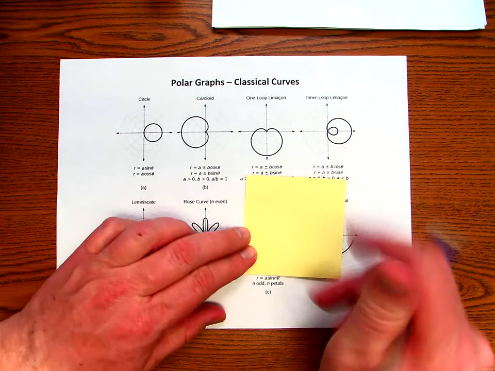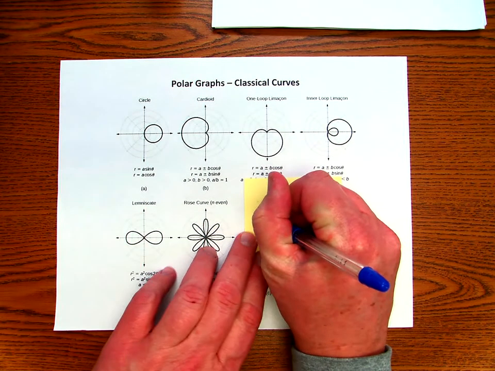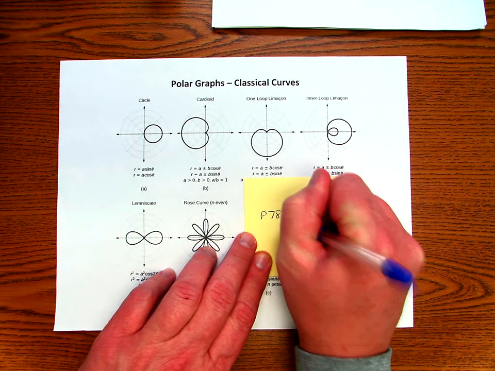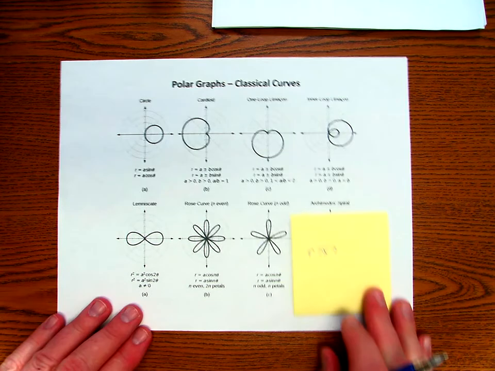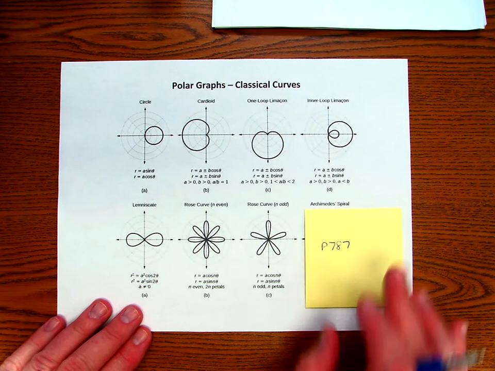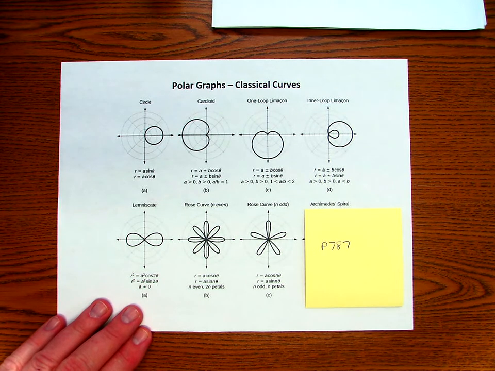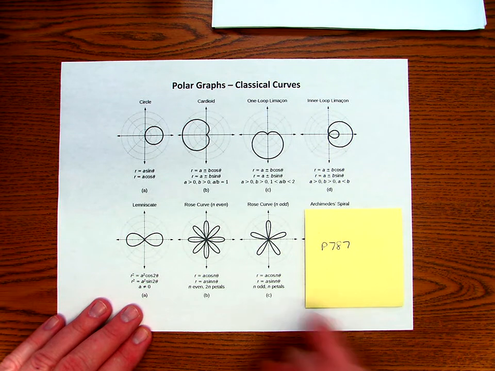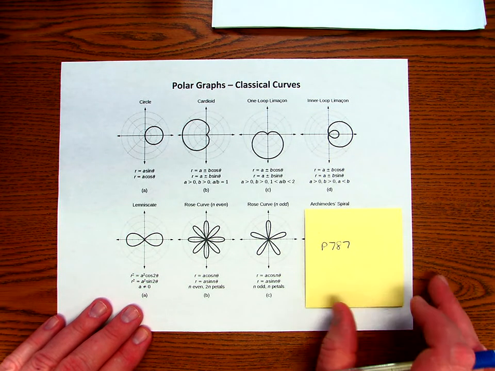I want to mark that. That's my master copy. Page 787 in your textbook has a similar set of references. Some things are a little bit less detailed, some things are more detailed, but it's also got some good information if you want to combine that with this in terms of a really good reference sheet for graphing polars.